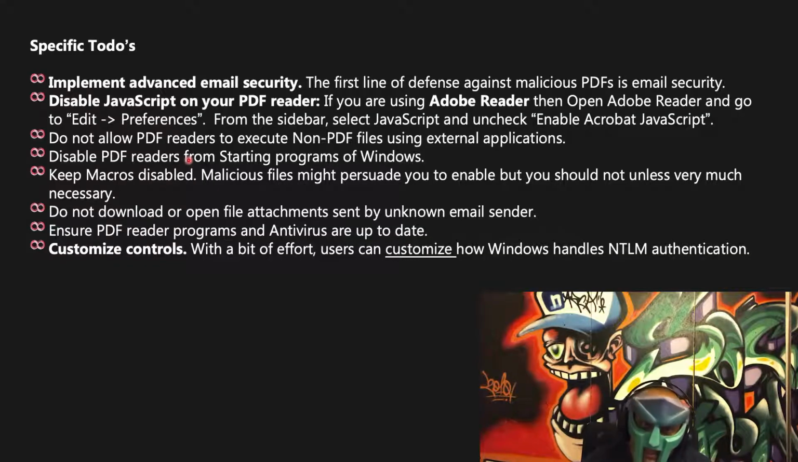Here are some specific to-dos for PDF attacks or phishing emails. You want to implement advanced email security. The first line of defense against malicious PDFs is email security. You want to disable JavaScript in your PDF reader. If you're using Adobe Reader, then open Adobe Reader and go to Edit, Preferences. From the sidebar, select JavaScript, and uncheck Enable Acrobat JavaScript.